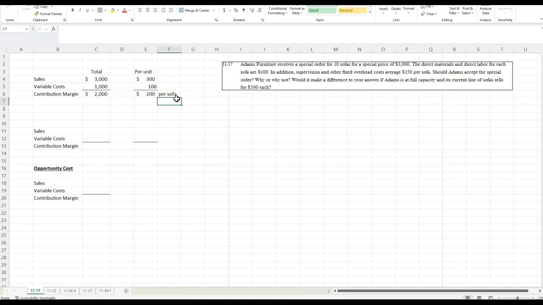Well, we should accept the order because the contribution margin is $200 per sofa. If we have enough capacity, of course, we really always want to ask that question. Do we have enough capacity? If we have excess capacity, we're making $200 extra per sofa. We do not look at overhead costs because they're not going to change if we choose one over the other.